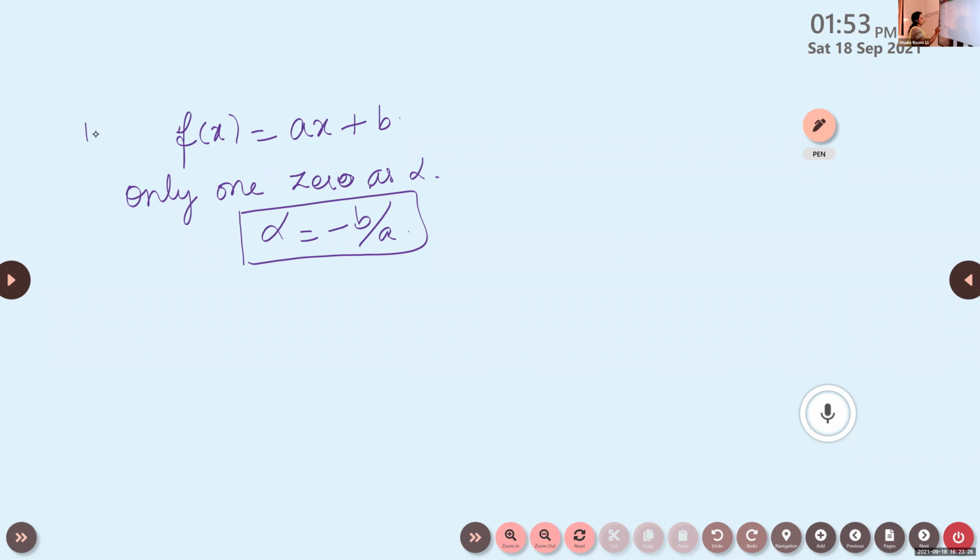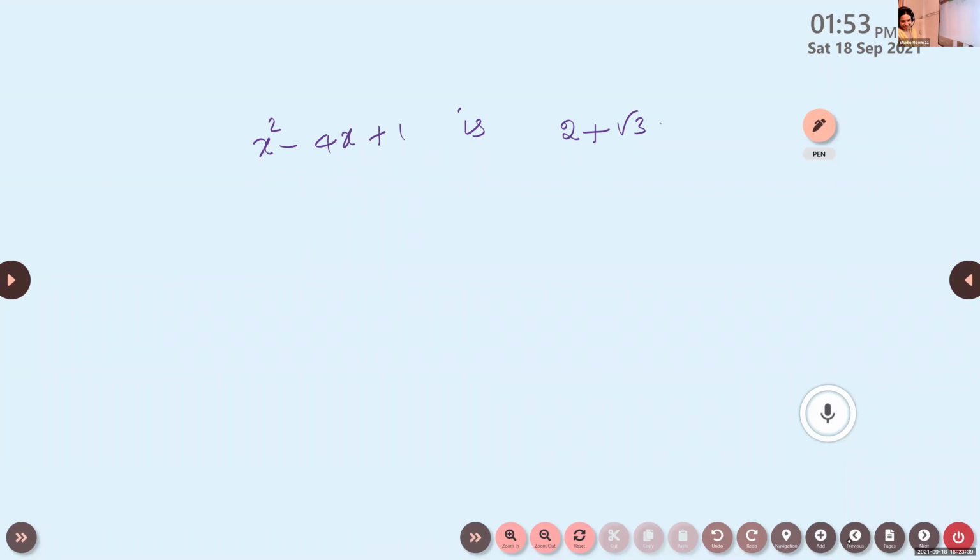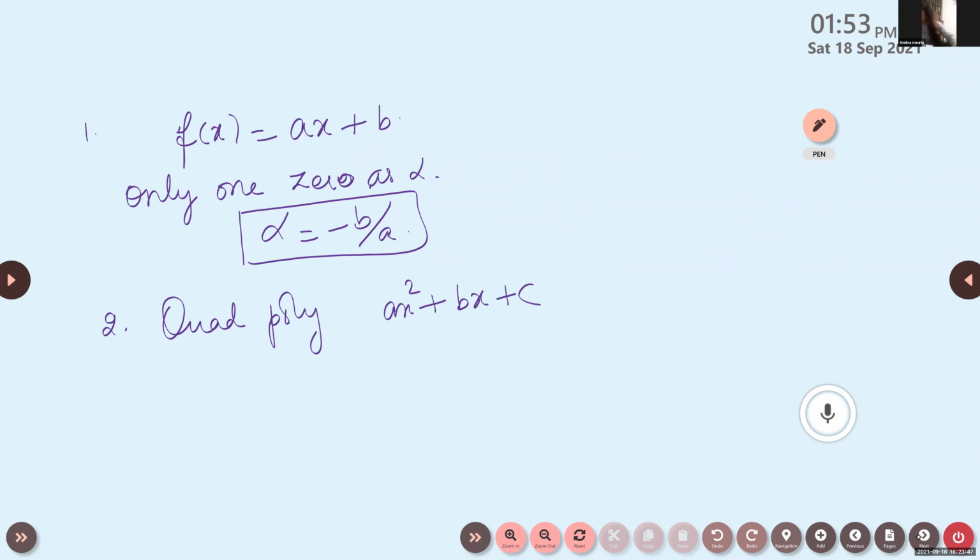For a quadratic polynomial, what have you learned? Now for a quadratic polynomial, the general form has two zeros, alpha and beta. The relation is: alpha plus beta is minus b by a, and alpha beta is c by a.